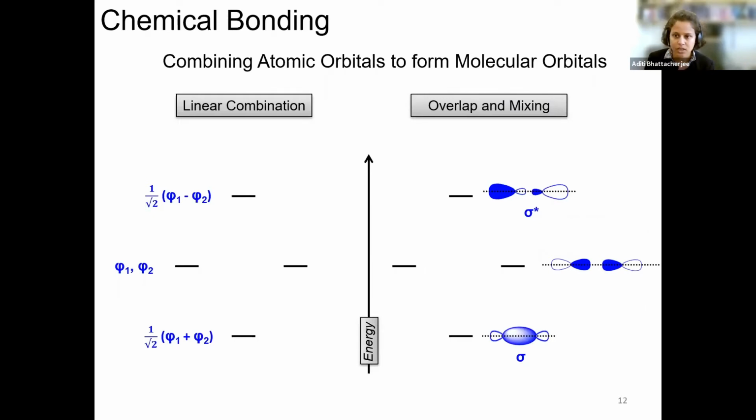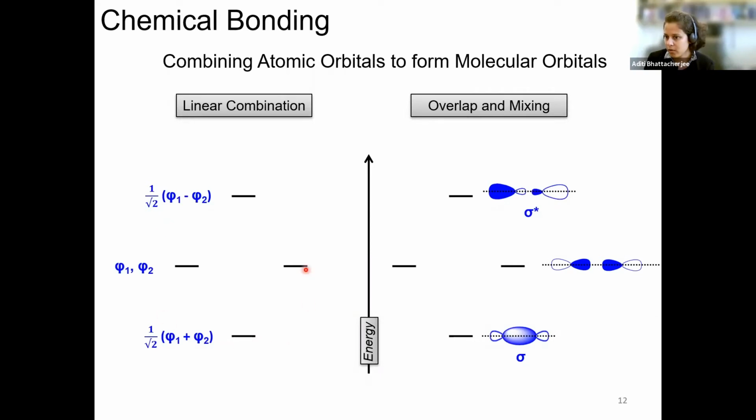And you can think of this as a linear combination of atomic orbitals, illustrated here on the left, where you have two atomic orbitals, phi1 and phi2, which then interact, and this resonance interaction leads to the splitting in energy between the symmetric and the antisymmetric combinations.